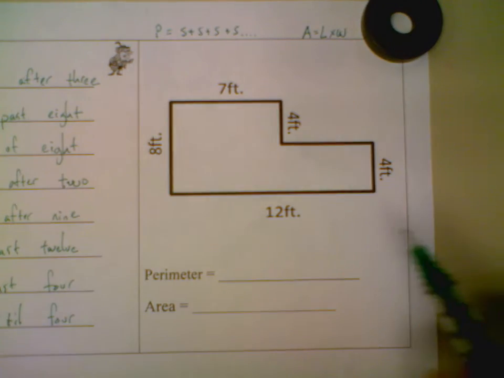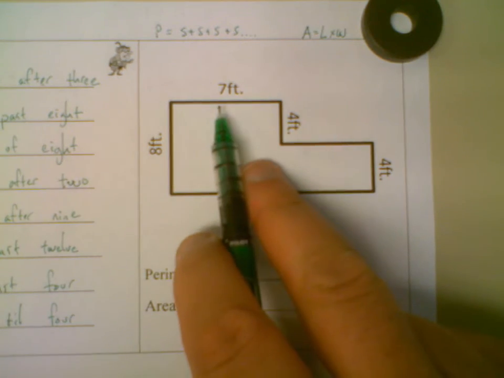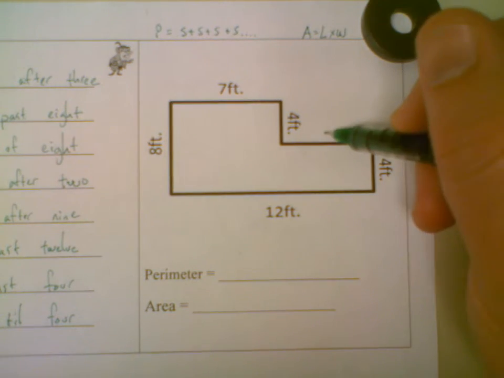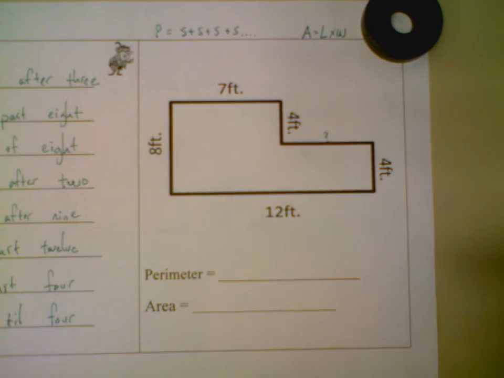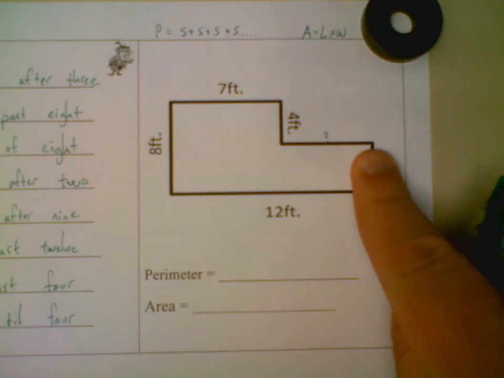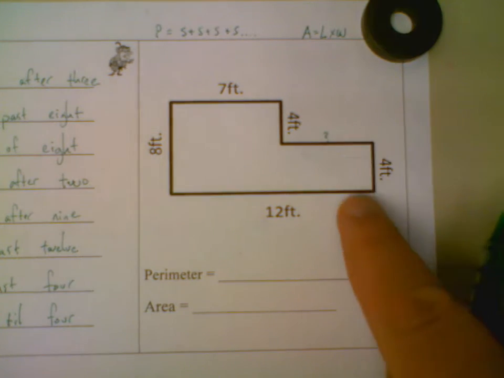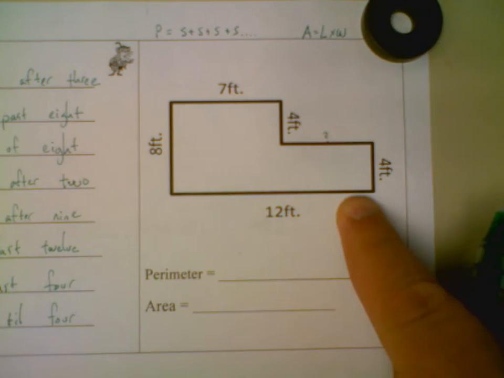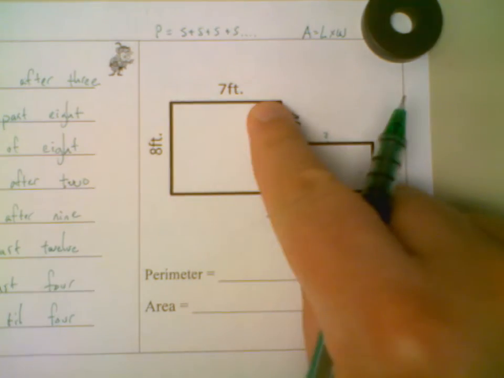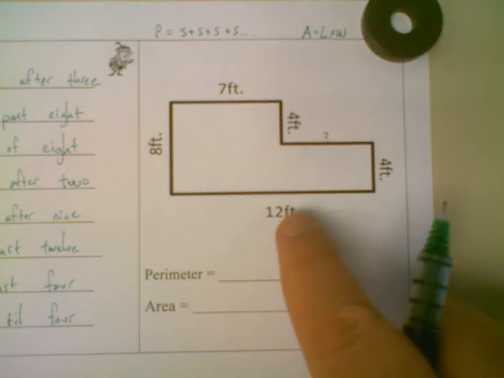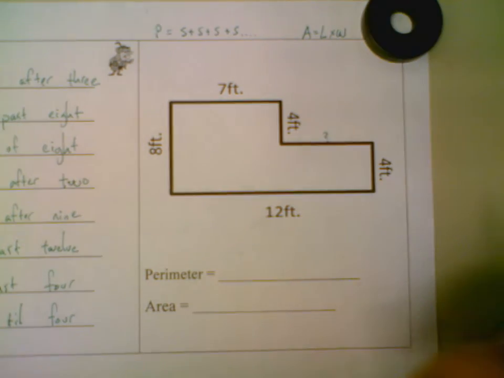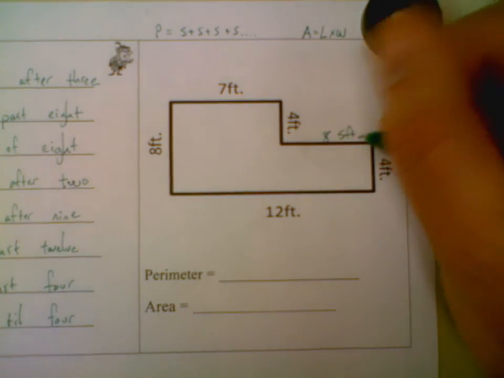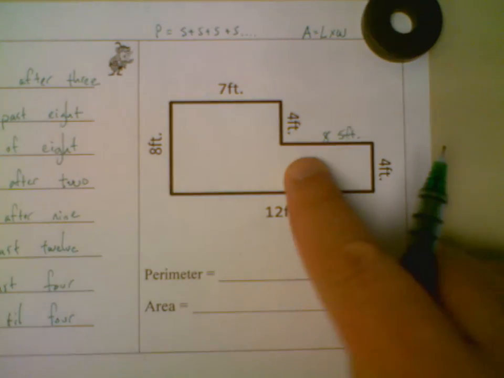All right, now let's start with perimeter here. So I know this one, I know this one. I don't know this one, do I? Put a little question mark there. It's a horizontal, so I want to look at the other horizontals. Well, this is my long horizontal, right? So if I take my long horizontal, maybe minus my other horizontal, won't I get this? So 12 minus 7, 5 feet, okay? So this is going to be my 5.